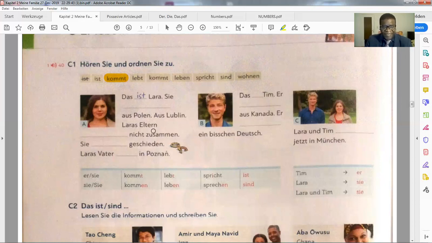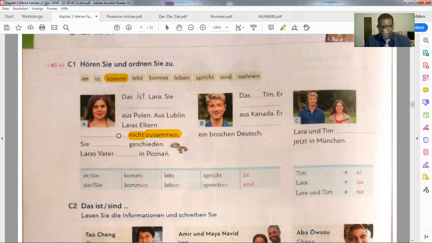Lara's Eltern, Lara's parents, nicht zusammen. Zusammen, write down, means together, okay? So, nicht means not. So, Lara's Eltern, they don't live together, okay?